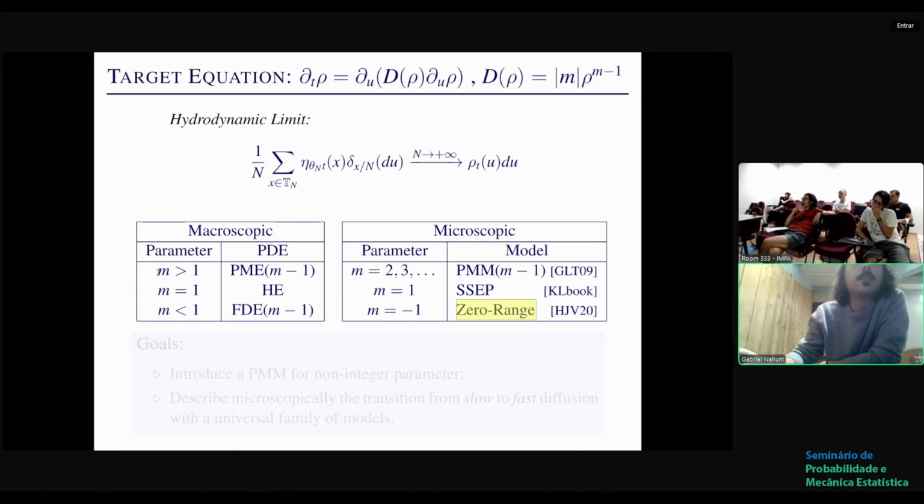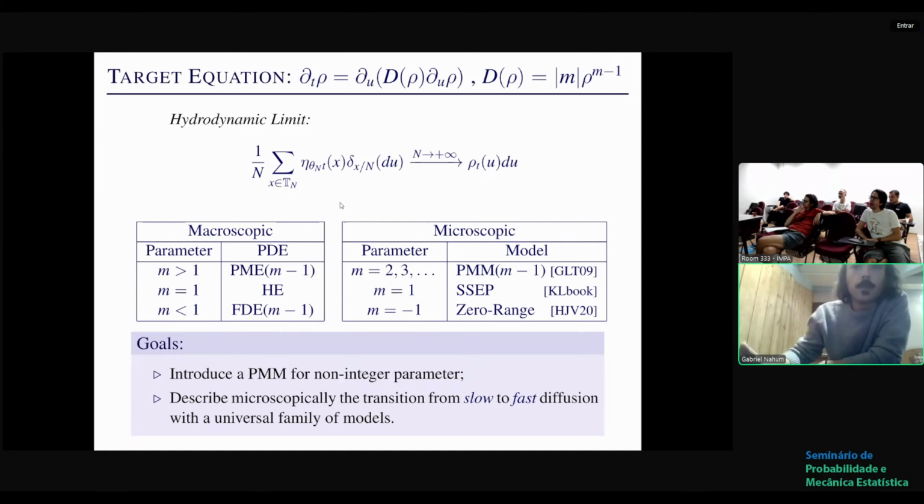So a natural question that arose back then was whether we can construct a model to obtain the slow diffusion equation, the Porous Media Equation in the slow diffusion regime, for non-integer values of m. And if we could do that, if we could also construct an underlying family of models that explains the transition between slow and fast diffusion, so m larger or smaller than 1, from a single family, not different types of models here. Because the porous media has kinetic constraints that are different than 1, the SEP does not, and the zero range can have more than 1 particle per site. So we want a single family, and we want to extend this to non-integer values. So that was the main goal back then.